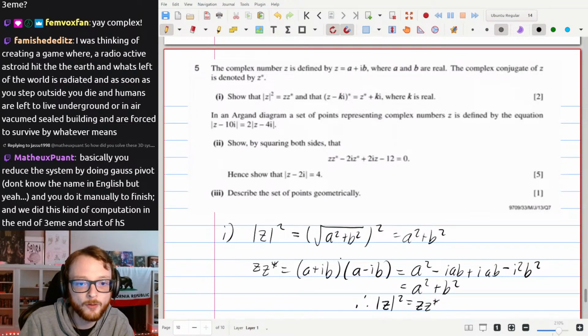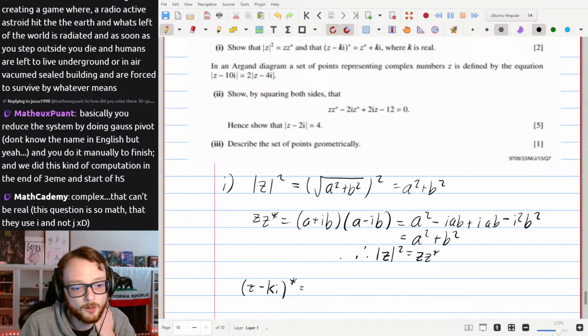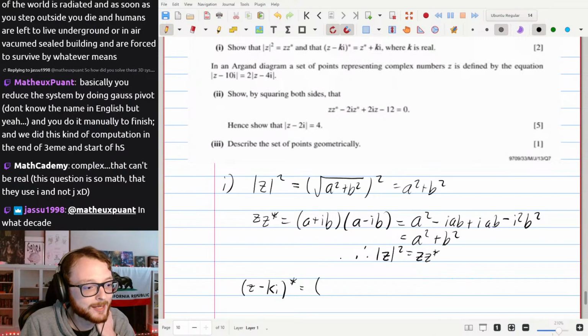That's the first part. The second part is that. So let's work on that now. That should be a little shorter, I think. z minus ki, star. Well, let's start with the same first step. This question is so math that they use i and not j. Oh yeah, I forget what context they use j for the imaginary number in, but I'm not a fan.